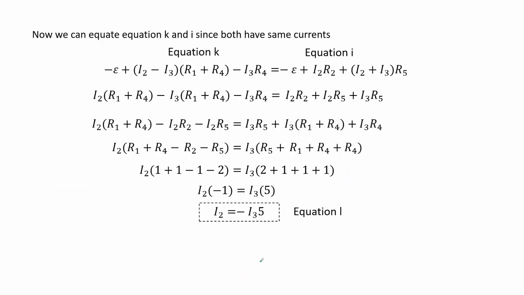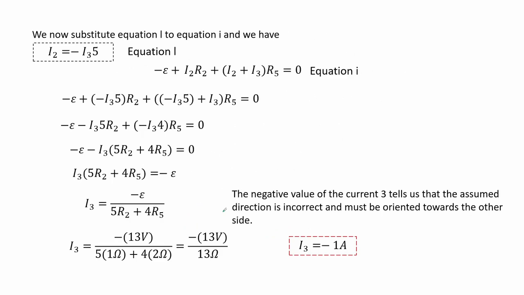Now we can equate equation K and I, since both have the same currents, and we get equation L. We now substitute equation L to equation I, and we have the current at resistor 3, which is -1 ampere. The negative value of the current 3 tells us that the assumed direction is incorrect and must be oriented towards the other side.